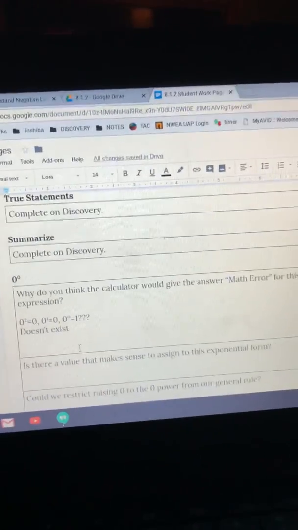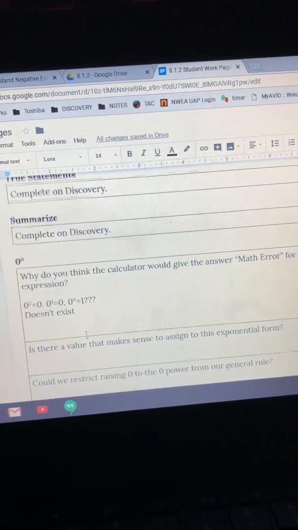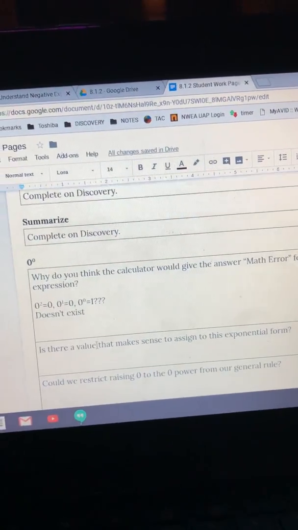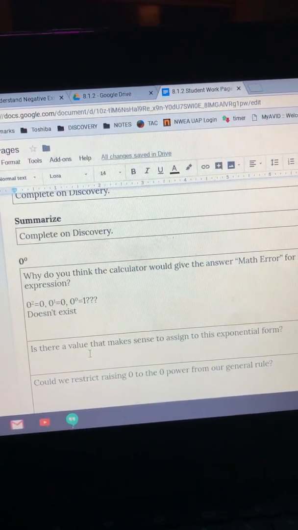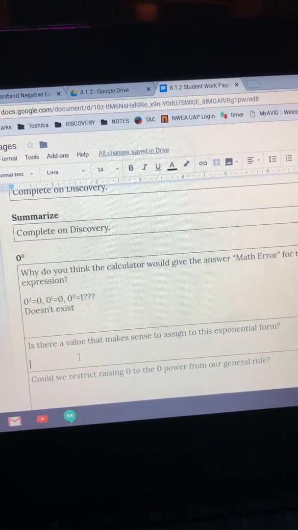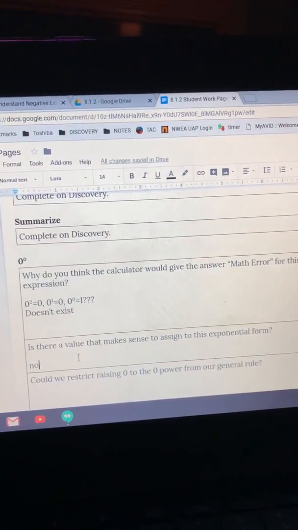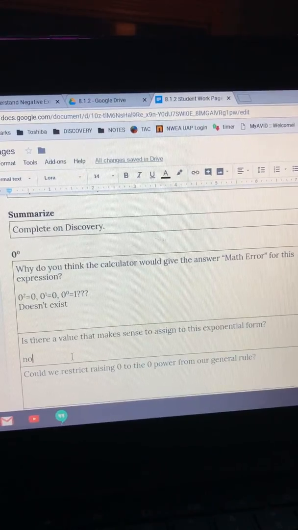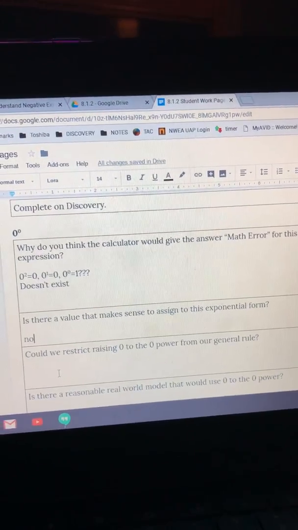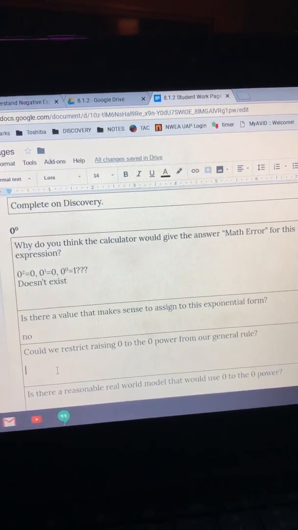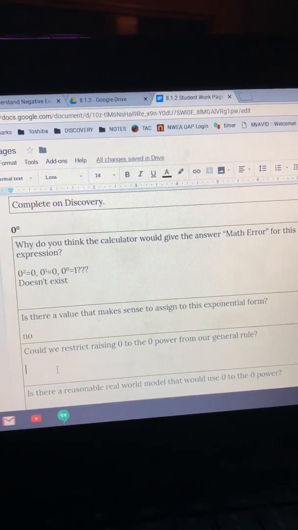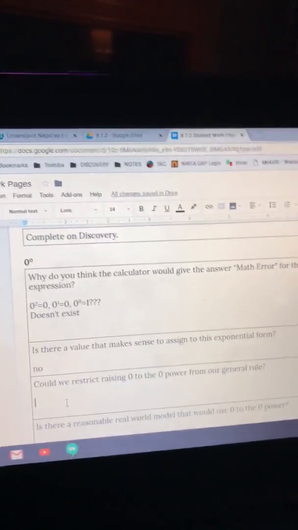All right, so is there a value that makes sense to assign to this exponential form? No. 0 to the 0 power will never work. It is not a real number. So we need to restrict our rule for when we're raising to the 0 power.